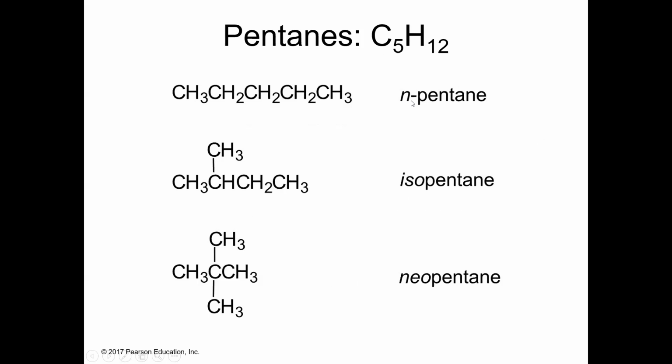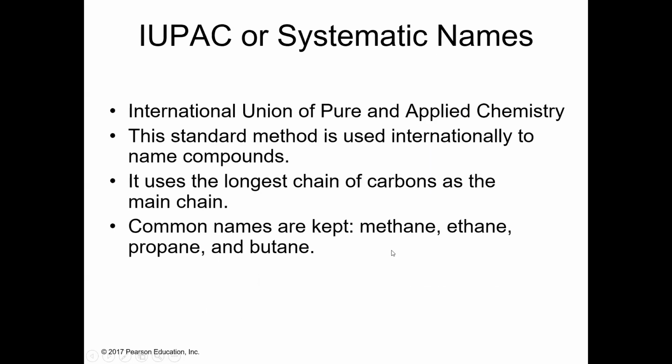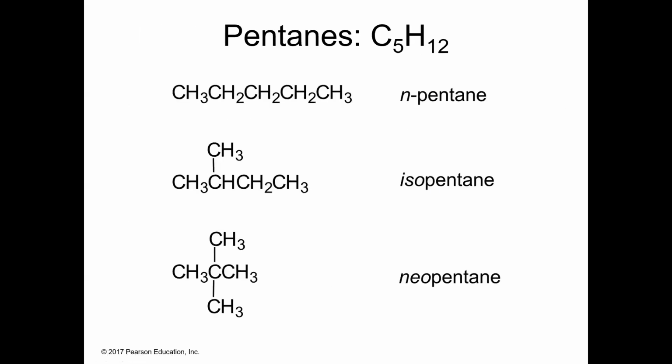A normal pentane or n-pentane is sometimes just called pentane. If you hear the name pentane, you're assuming that it means normal pentane, the straight chain. This is commonly called isopentane, and then this is neopentane. Okay, we've started looking at the IUPAC method of nomenclature. Make sure that I'm on screen here.